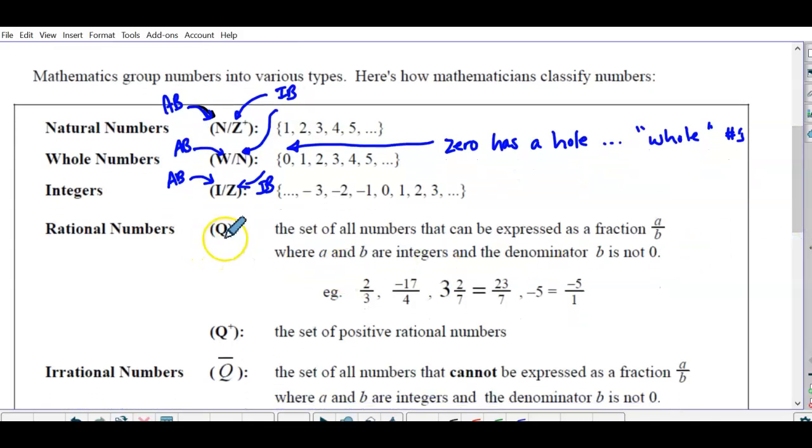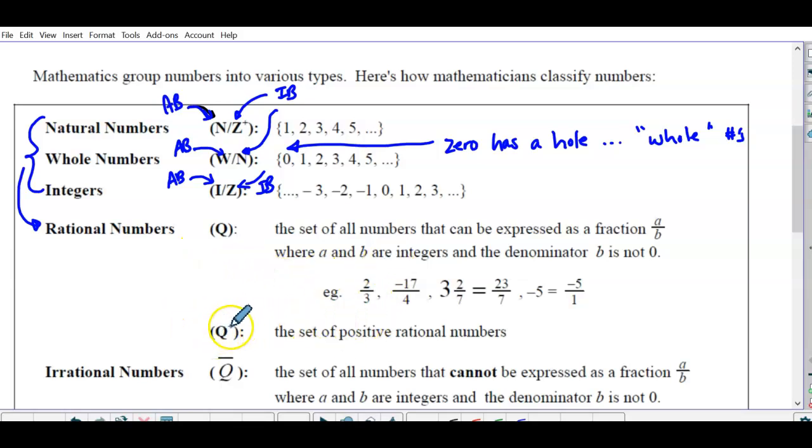Rational numbers is Q, no matter what. It probably comes from the word quotient, the answer when you divide. So Q for rational in both Alberta and IB curriculum, and that's the set of all numbers that can be expressed as a fraction a over b, where a and b are integers and the denominator is non-zero. So rationals include all fractions like 2/3, -17/4 that don't reduce, but you can show, for example, -5/1 is -5. That's a fraction made up of an integer numerator and denominator, and we get an integer answer. So integers are part of rational numbers.